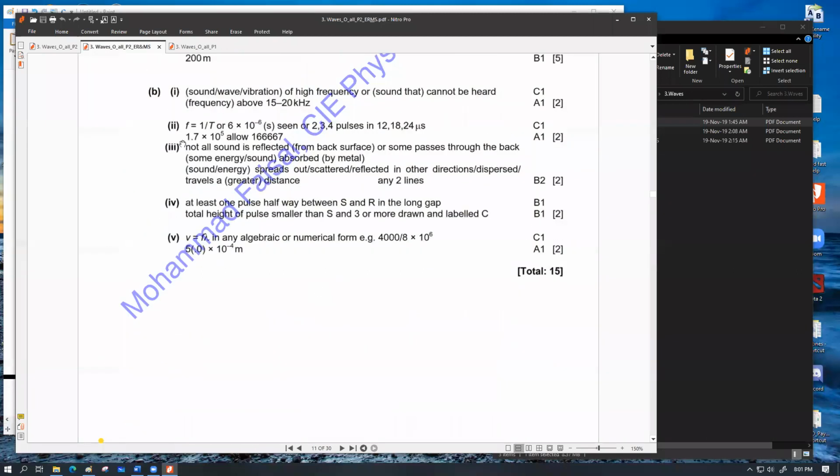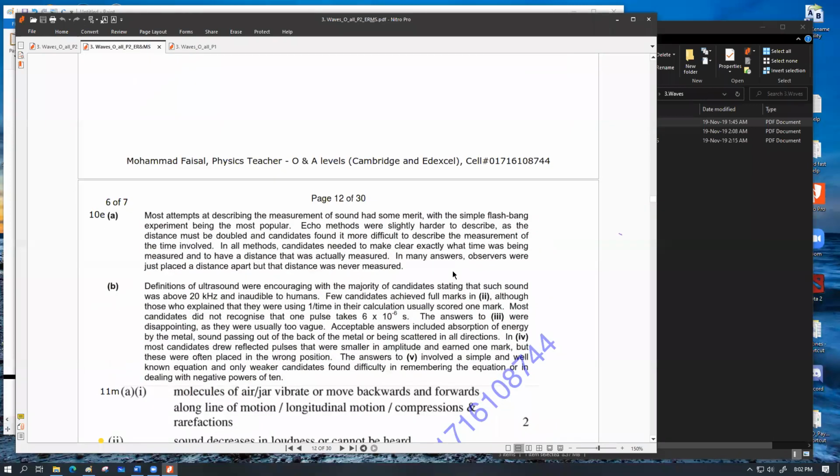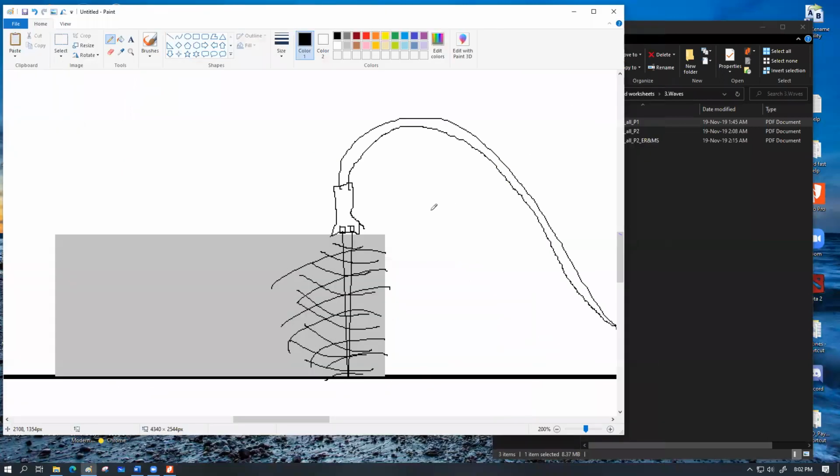Here it is. Not all sound is reflected from the back surface, or some passes through the back, or some energy or sound is absorbed by the metal. Sound energy spreads out or is scattered, reflected in other directions, dispersed, travels a greater distance. Any 2 lines give you 2 marks. So these are the two basic points. One is the spreading out, the other is getting absorbed in the process of reflection. So if you use proper wording, you score these 2 marks. Let's have a look at the examiner's report since we have it. Since it's a combined examiner's report, we might as well look at it after we finish the whole question.